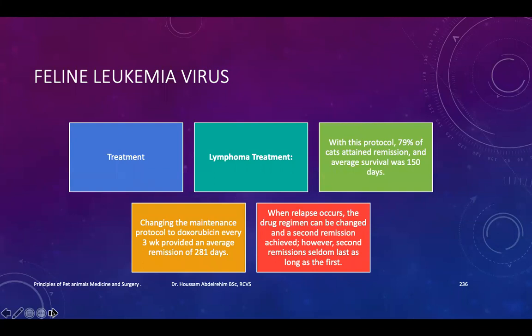Changing the maintenance protocol, they changed it to doxorubicin every 3 weeks, and this gives you remission for about 200 or 280 days. When relapse occurs, the drug regimen can be changed and second remission achieved. However, second remissions rarely last as long as the first one.